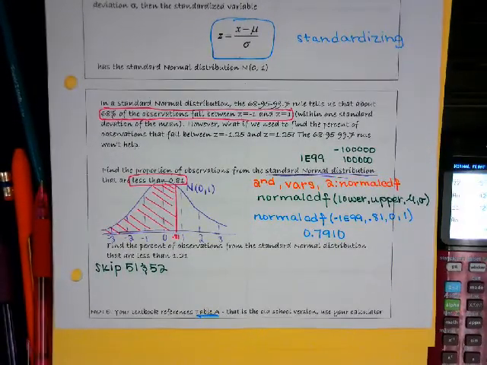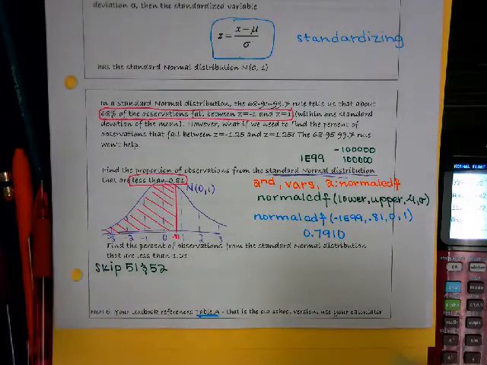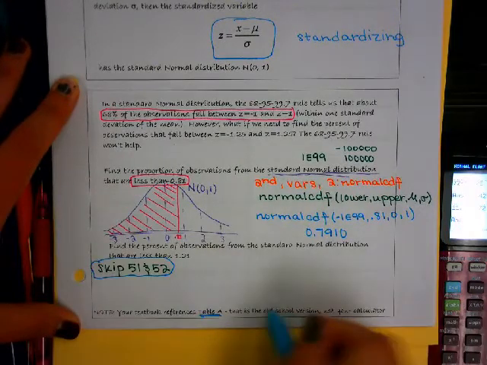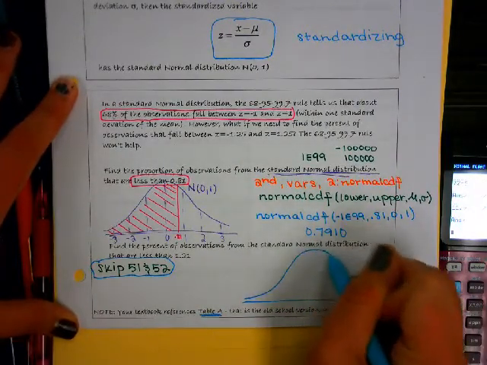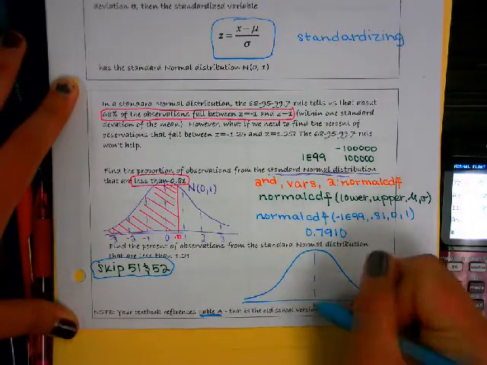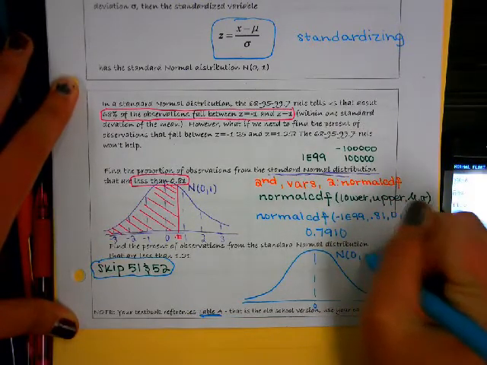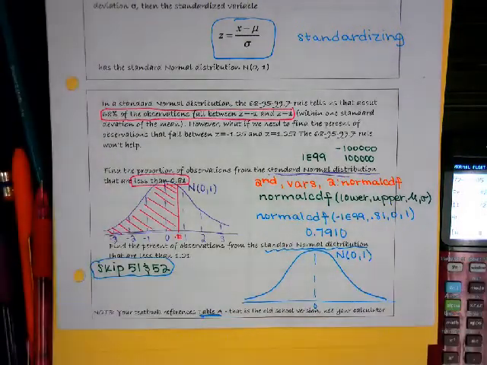We want to find the percent of observations from the standard normal distribution that are less than 1.21. So first thing we do is we draw our picture. I'm going to put it over here because I wrote this over here. So draw our normal curve. The mean is 0. Standard deviation is 1 because it tells us we're working with the standard normal.